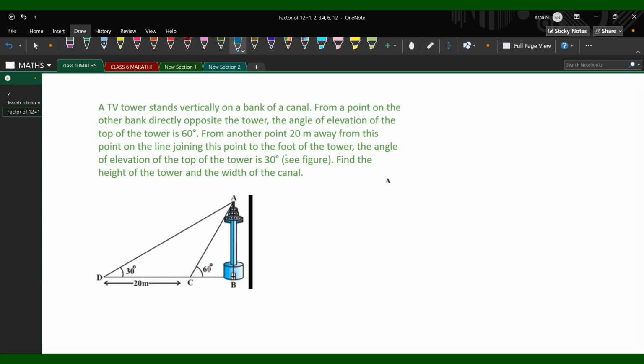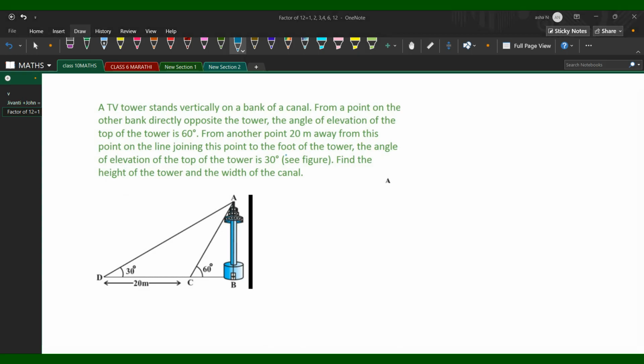Width is from, first they are finding the height of the tower, which is on the bank of the canal. There has to be one more point which we have to make.